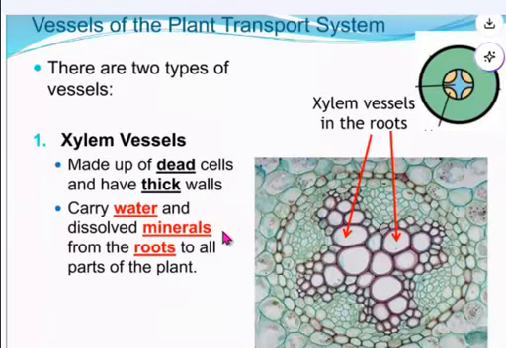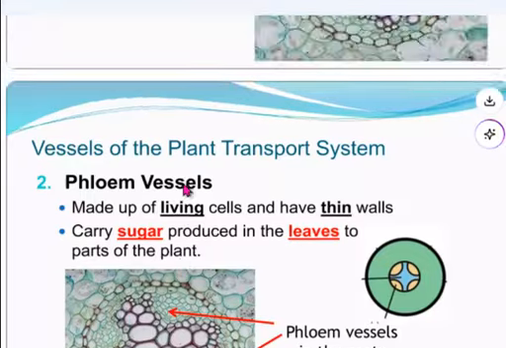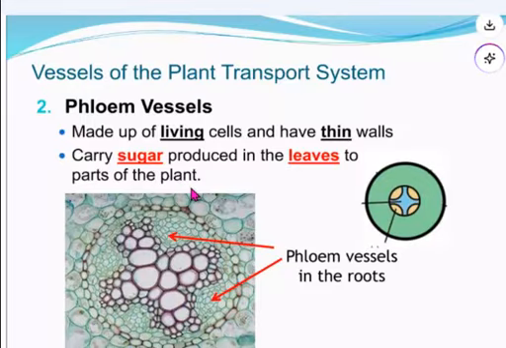Then vessels of the plant transport system. There are two types of vessel. We have the xylem vessel and the phloem. We'll get to that as we go on. Xylem vessel in the root. The xylem vessel is found in the root, made up of dead cells and has thick walls. It carries water and dissolved mineral from the root to other parts of the plant. That is what the xylem vessel does. They carry water and dissolved mineral from the root to other parts of the plant, and they are found in the root system.